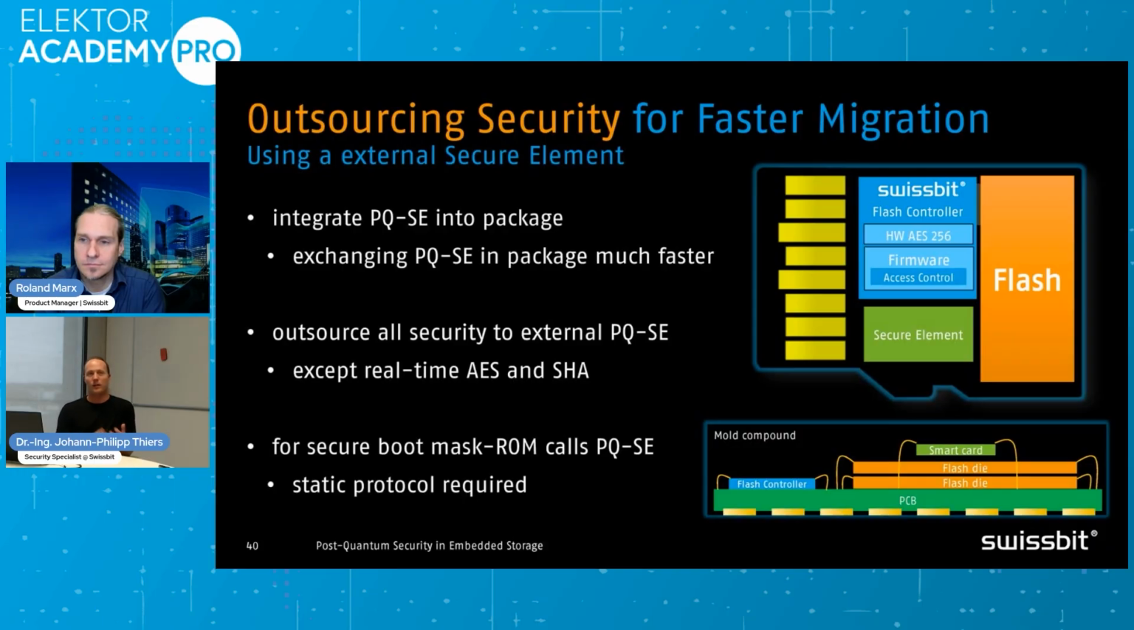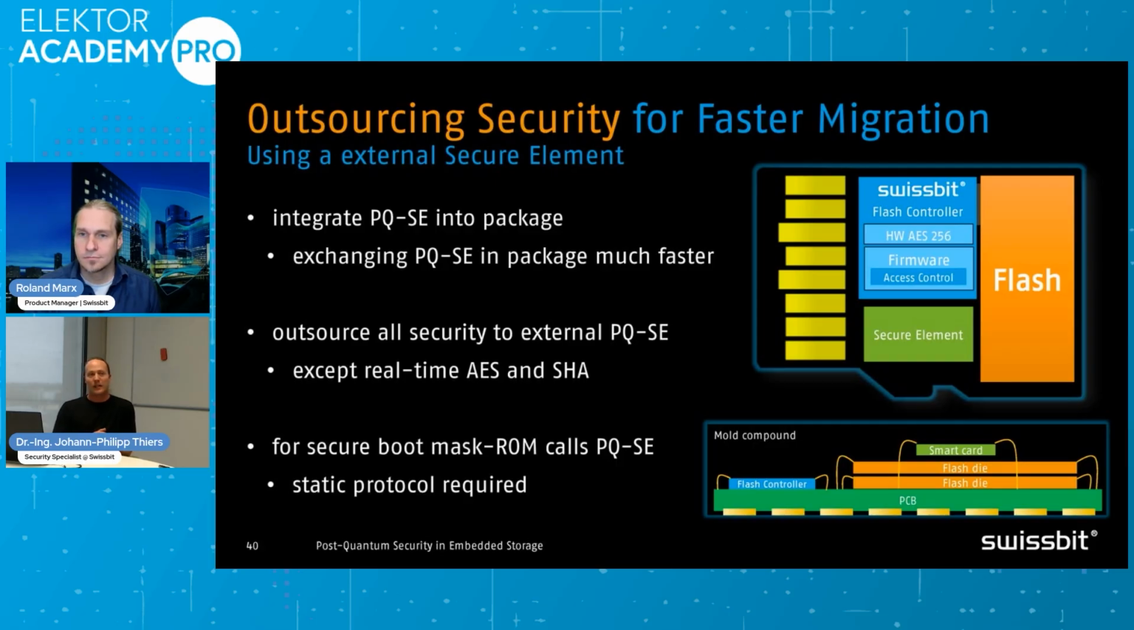So if we integrate a secure element into the package and actually say we outsource all the security to this secure element, except of course real-time cryptography like encryption and hashing, which has to be done in the data path, and we don't want a secure element in the data path. But if we do this, we can actually much faster exchange this secure element for a different one, for a modern one that perhaps has new cryptographic algorithms, supports larger key sizes, has more flash for storing keys, stuff like that, or is more secure against new side channel attacks.